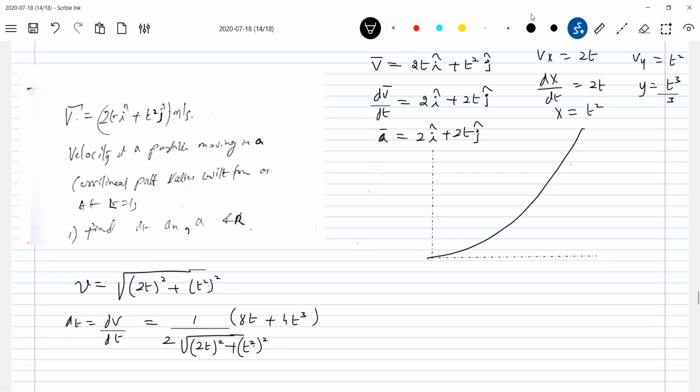It is asking at t equal to 1 second. The whole problem is at t equal to 1 second. So what should be the value of this? 8 plus 4 on top, and 4 plus 1 inside the root, so 6 by root 5. This should be the tangential acceleration.